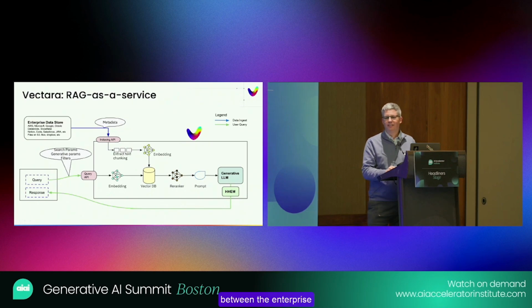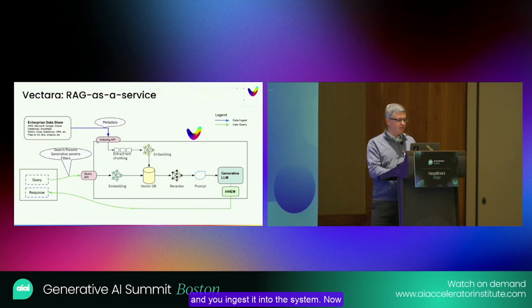The overlap between the enterprise data store and the data that LLM was trained on. And between the enterprise data, so the enterprise data store, you take this and you ingest it into the system. Now, again, this system could be on your VPC, it could be on-prem, so it doesn't have to go anywhere. But you choose, as a developer building a RAG system with this, which data you want to go into this.